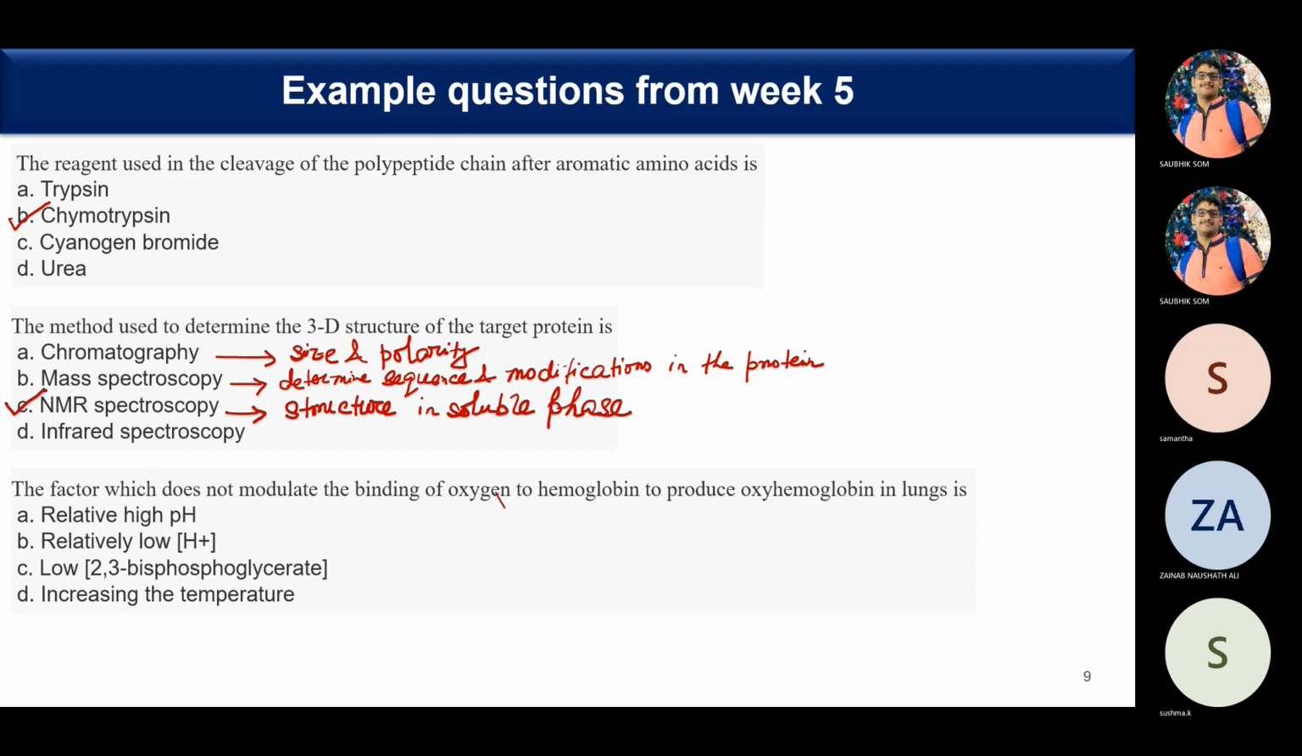So the correct answer is NMR spectroscopy. Which factor does not modulate the binding of oxygen to hemoglobin to produce oxyhemoglobin in lungs? High pH. As we know, in high pH the binding changes, correct? The relatively low hydrogen plus, of course, again the low pH, high pH issue. The low 2,3-bisphosphoglyceride. Now 2,3-bisphosphoglyceride is not taught here, but it's a controlling factor, again, and increasing the temperature.